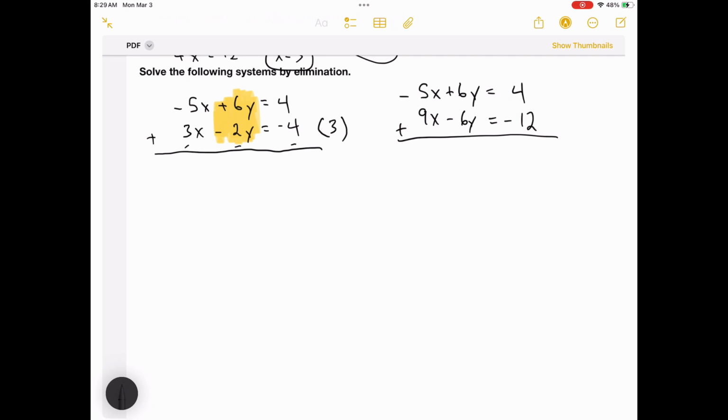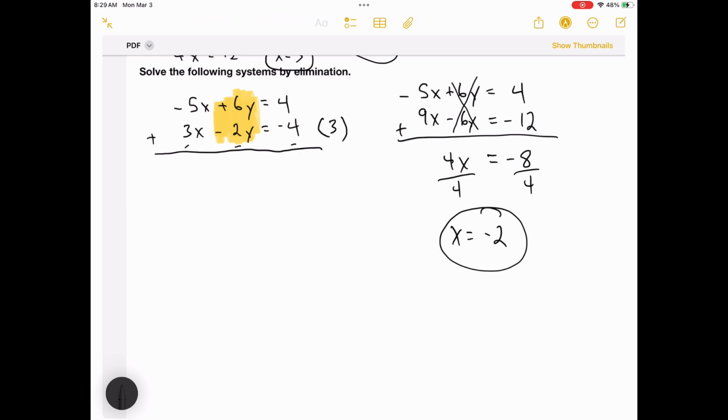Now I'm going to add them straight down, and if you did this step right, you should have one of the variables eliminate. So then I'm just going to come down here. This is negative 8. I'm going to bring down my x, which looks like it's going to be positive 4. Divide by my 4, divide by my 4. X equals negative 2. Again, I'm not done.